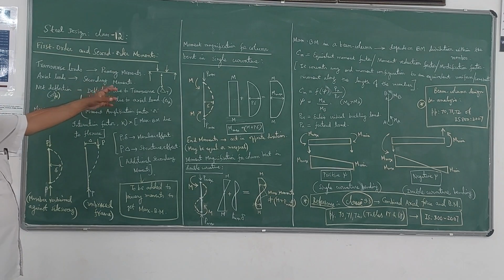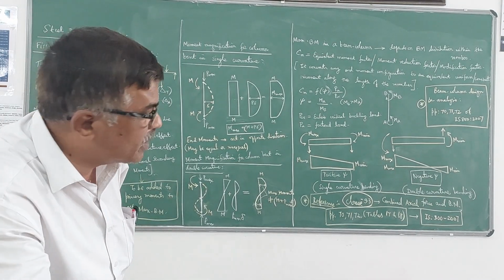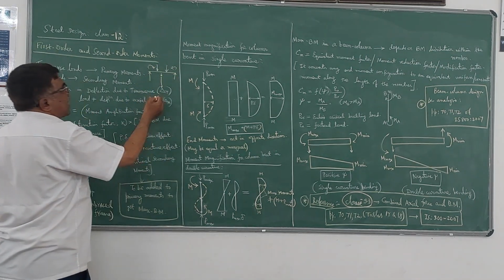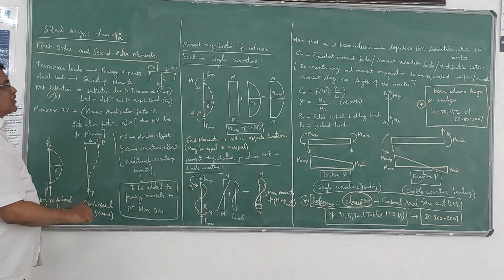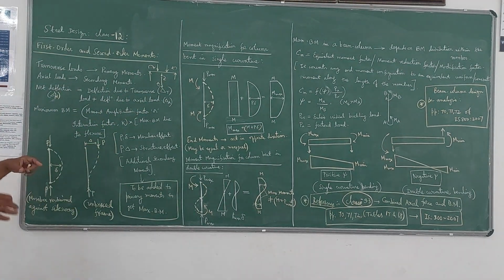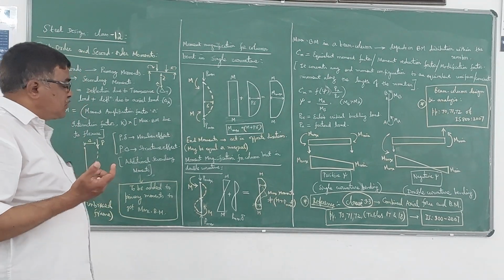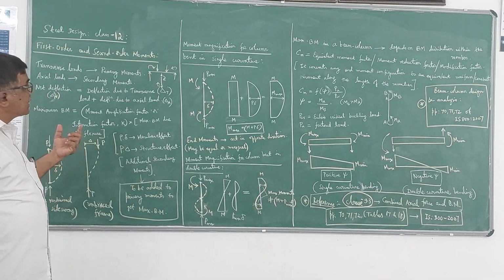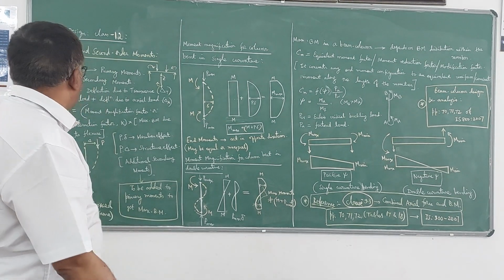So the moments which are developed due to transverse loads are called primary moments. The moments which act due to axial loads are called secondary moments. So these are the primary moments, these are the secondary moments. But in the case of a beam column, since it is subjected to both bending and axial load, we have to consider the effect of both the bending and axial load, that is, primary moments as well as secondary moments, we have to compute in the case of beam columns.